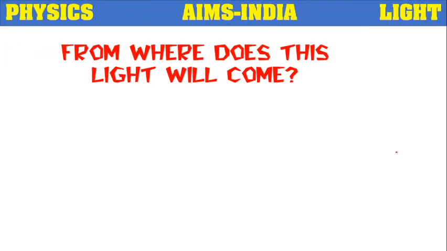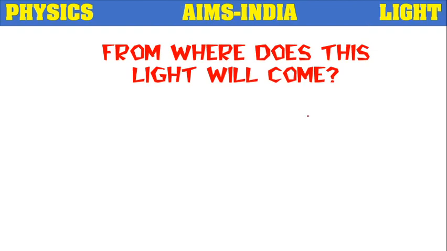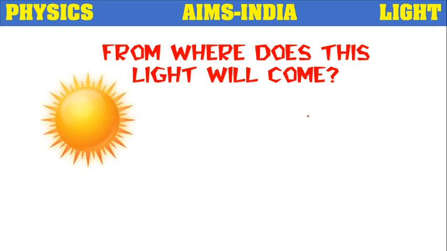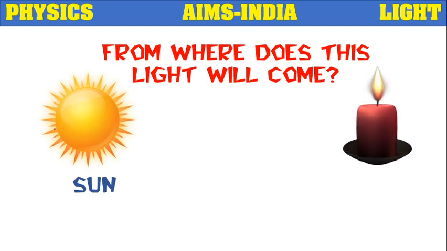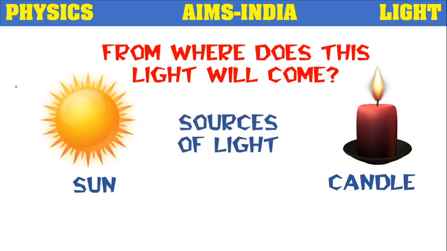So next, actually, where does this light come from? Most of the light is coming from the sun. It's a natural source of light. Not only the sun, from objects like a candle also you will get light. The sun and the candle are considered sources of light.